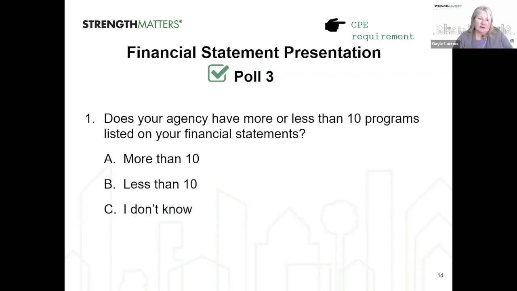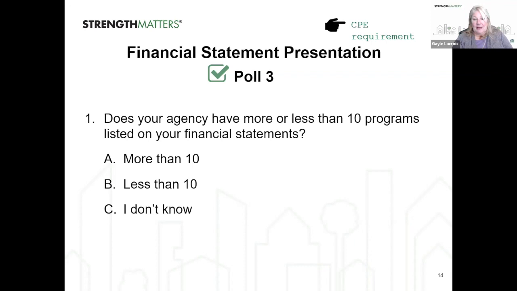Okay, 17% of you said more than 10, 62% said less than 10, and 21% of you don't know, and that's okay. Although I would say to you, go ask for your financial statements and take a quick look at them because it'll help you understand your organization as a whole. Financial statements are a great way to see the big picture of what all you're involved with. So for those of you who have more than 10, oh my gosh, that's a lot.